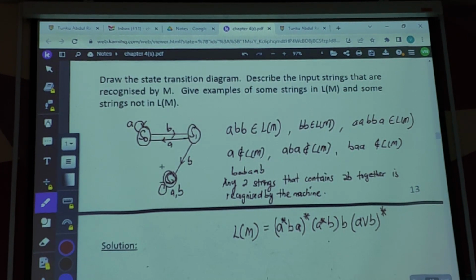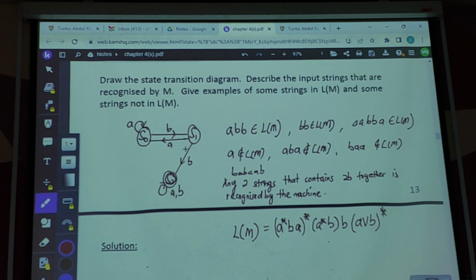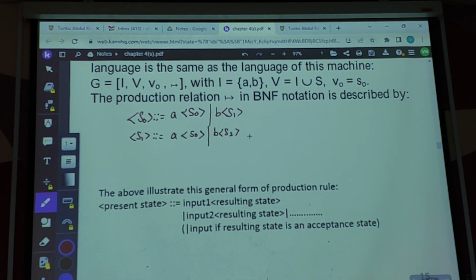But how do I stop if I want to stop at this step, after S1? What is the input string I need to receive? Only the input B, right? Because S1 after the input B will go to S2, which is the acceptance step, correct? So if I only have input B, then I can stop already. So here you have another alternative, which is B.